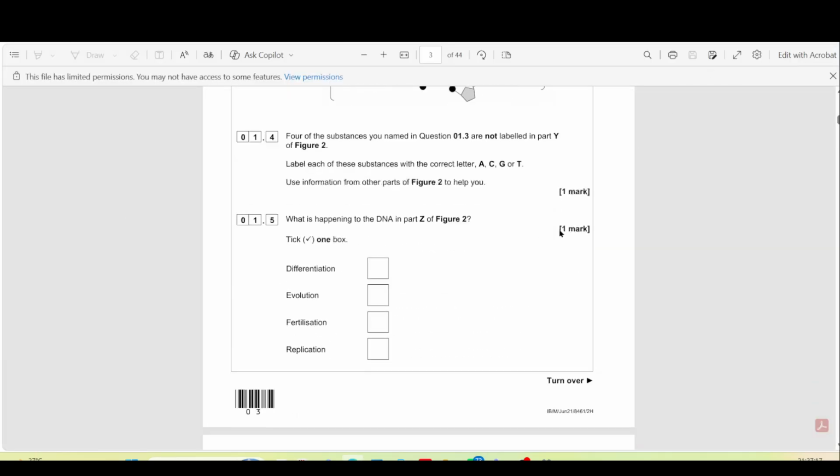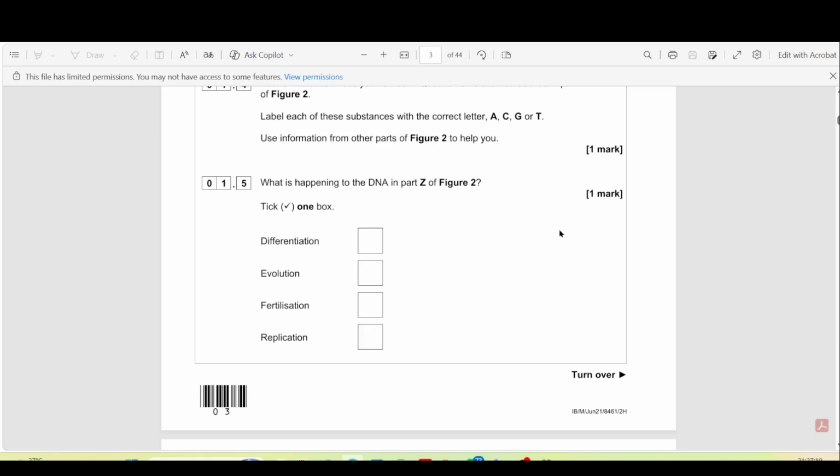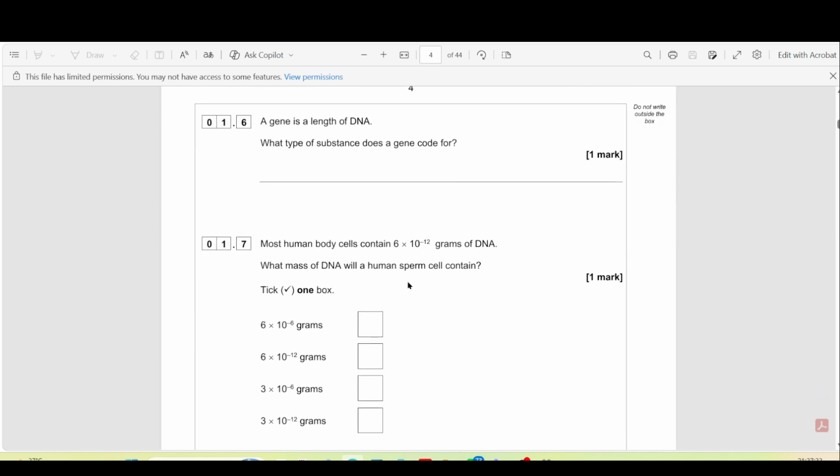And then what is happening to the DNA in part Z of figure 2? Differentiation? No, oh, this is replication. Yes, replication. Copying of DNA is replication.